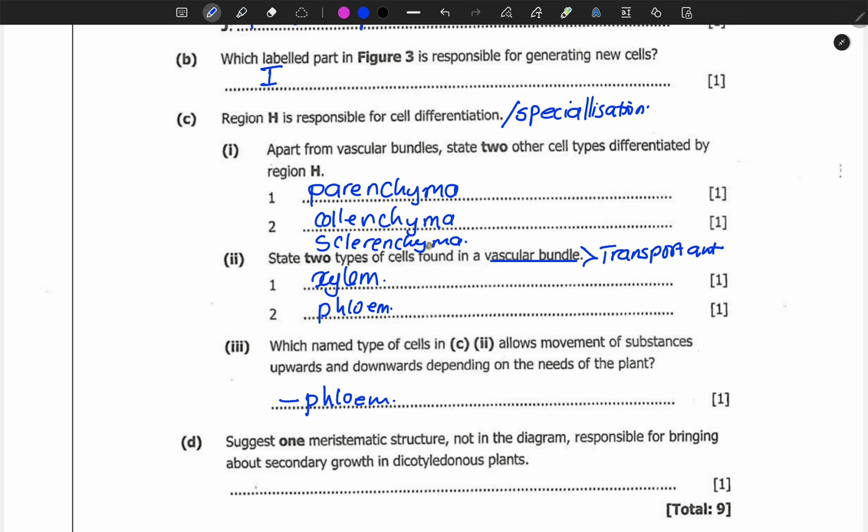Suggest one meristematic structure not in the diagram responsible for bringing about secondary growth. So that is a cambium, remember. So when it generates new cells, then there will be an increase in the size.